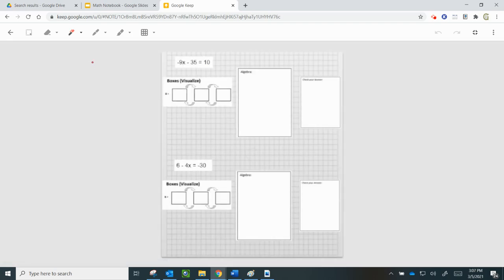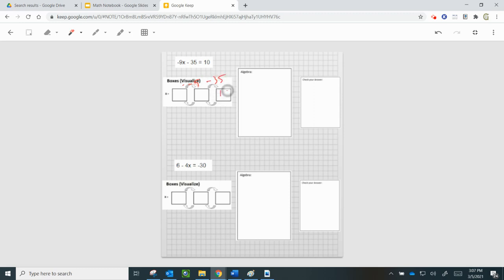So first problem we had was negative 9x minus 35 equals 10. We started off with visualizing it by using the arrows in the boxes. So what happens to x first? Well, it's sitting next to negative 9, so that would be times negative 9. And then let's make this a little thicker so you can see it better. Times negative 9. And then we subtract 35.